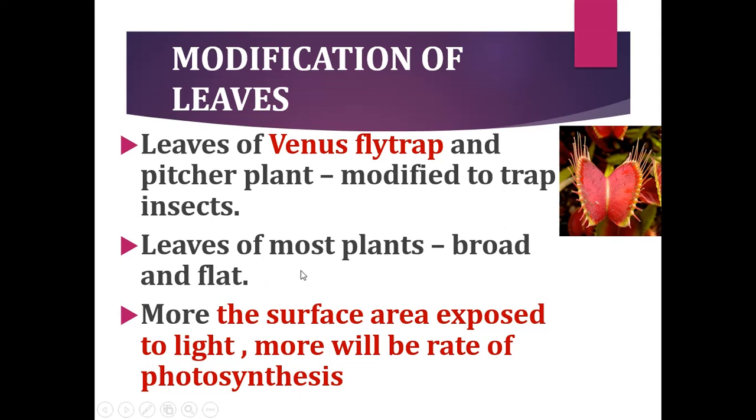Then leaves of most plants are broad and flat. If the surface area is more, it will be exposed to more light. If the increased surface area is exposed to light, the rate of photosynthesis will be more. Okay children, so the rate of photosynthesis will be more if more surface area is exposed to the light. So this is about modification of leaves.